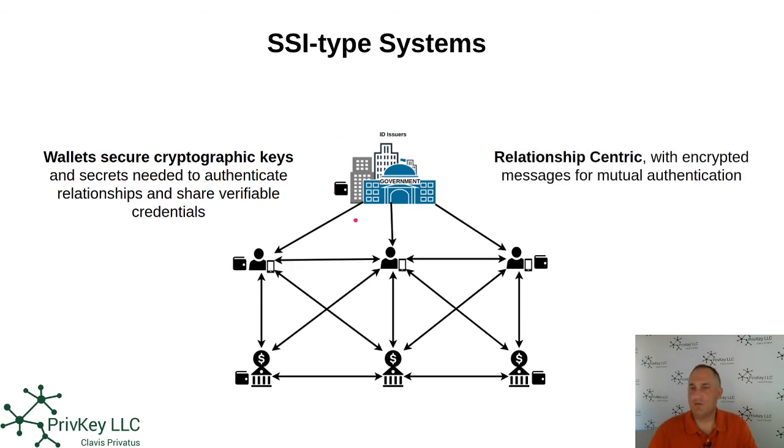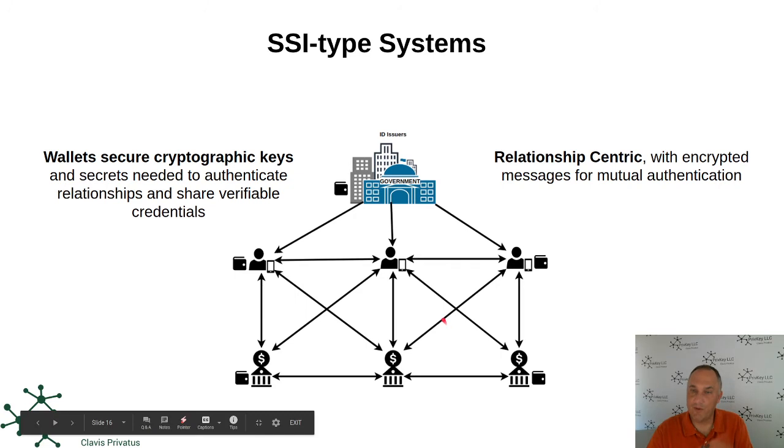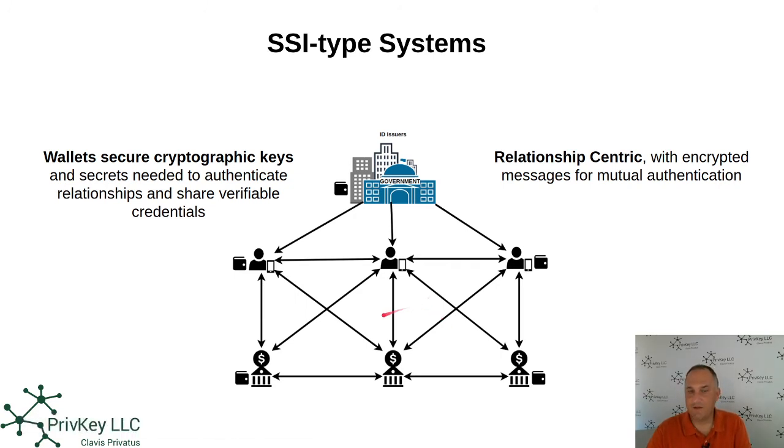And this establishes what they call a relationship-centric model with encrypted messages and mutual authentication. So there's no centralized way to establish this relationship. The relationship is the core of the system, but it's decentralized in the way it gets applied, right? Because everybody can talk to each other using their own wallets to encrypt and decrypt information and messages.